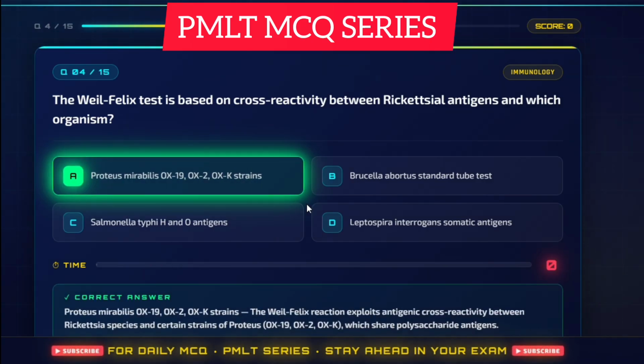The correct answer is A. The Weil-Felix reaction exploits antigenic cross-reactivity between Rickettsia species and certain strains of Proteus, OX19, OX2, OXK, which share polysaccharide antigens.